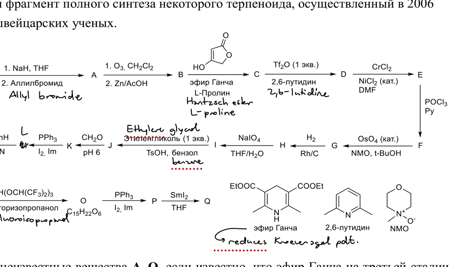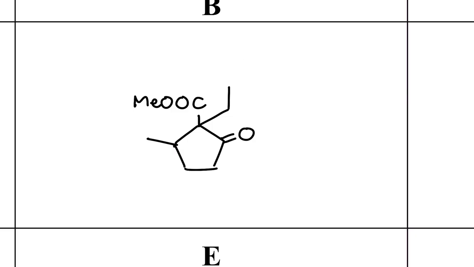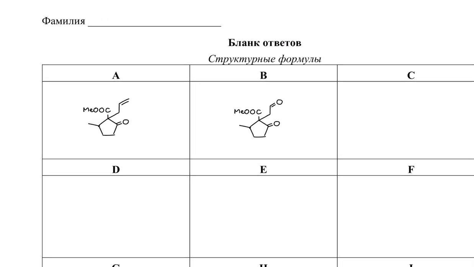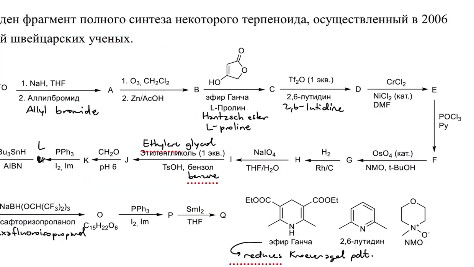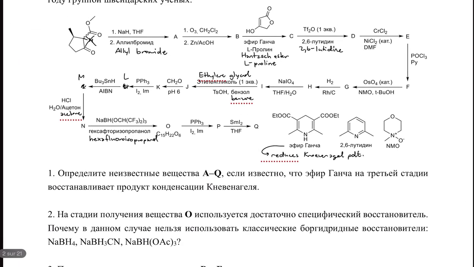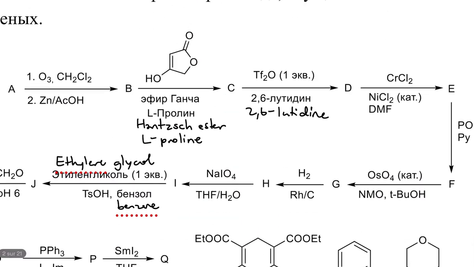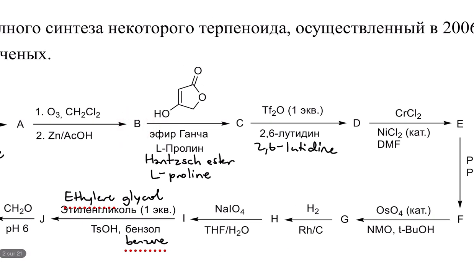Then you treat it with ozone and zinc in acetic acid. That is, of course, reductive ozonolysis, so it's going to cleave this double bond and turn it into a carbonyl. Then we treat this with this compound and Hantzsch ester with L-proline as a base. We are given a clue that this Hantzsch ester reduces the Knoevenagel product, so we know that this is a Knoevenagel condensation reaction.